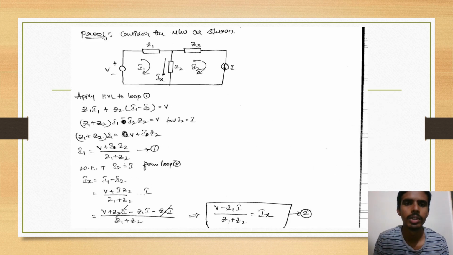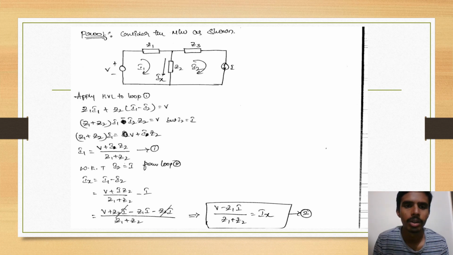So this is the proof. Consider the network as shown. As we can see, there is a voltage source connected to three impedances Z1, Z2, Z3 and a current source which is in the opposite direction to the voltage source. We need to find the current flowing, that is Ix. So consider the network as shown.